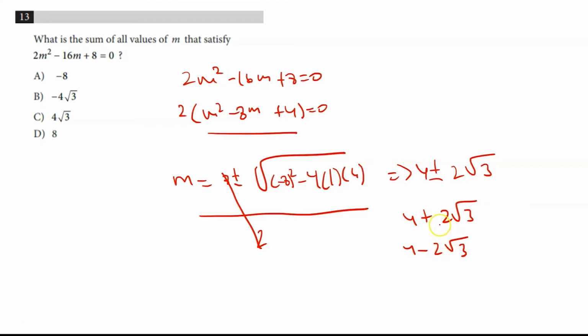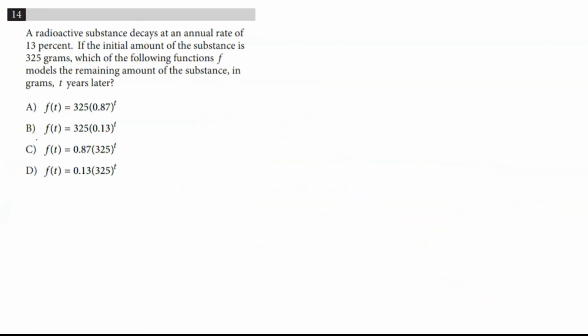So we kind of have to be smart about it here. We know that the square root of 3 is in between 1 and 2. So we can say, let's say 1.5. So 4 plus 2 times 1.5, that's 7. And 4 minus 2 times 1.5, so that is 4 minus 3 equals 1. Our sum is 7 plus 1 is 8. Answer choice D.